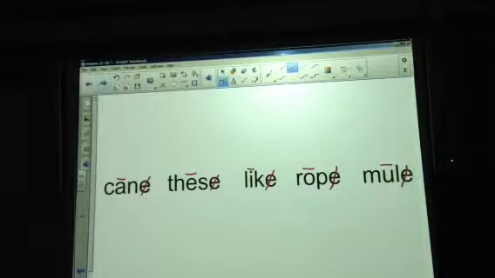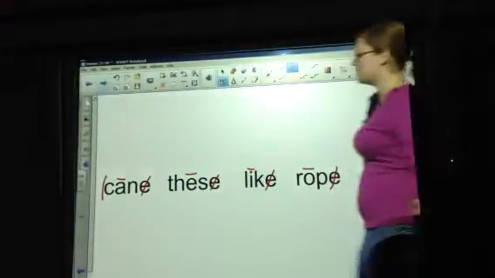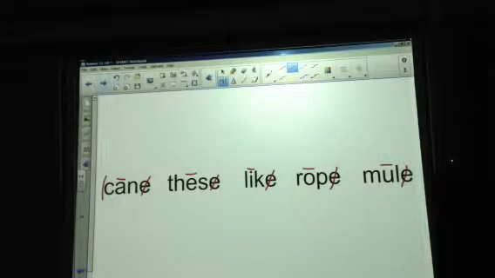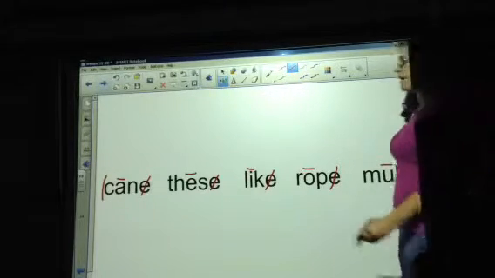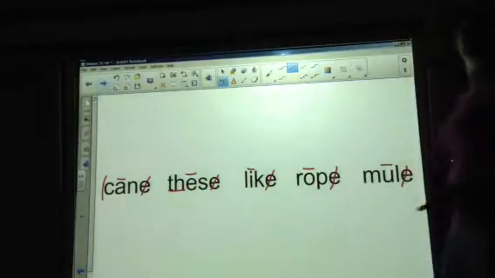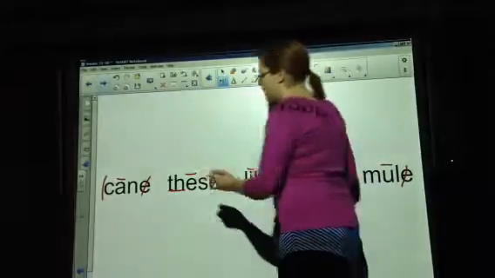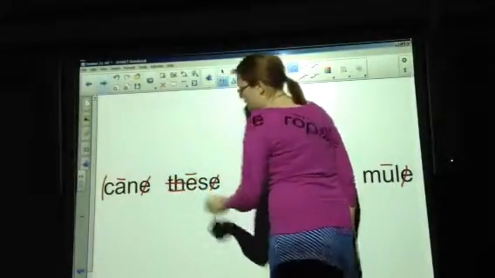What other coding do these words need? A K back on cane. Okay, K back on that C, because it's making the K sound. These needs the digraph. You underline the digraph. And it's voiced, these, so we're going to put a line through it.